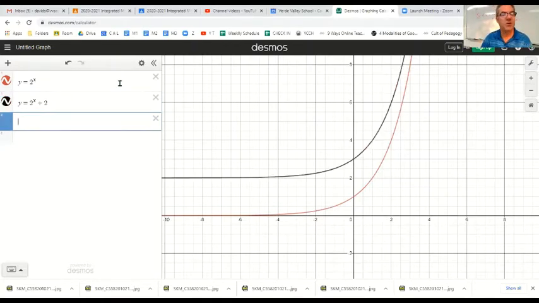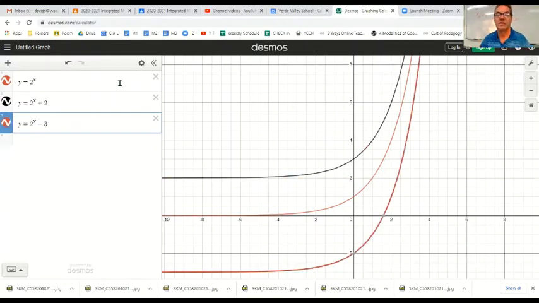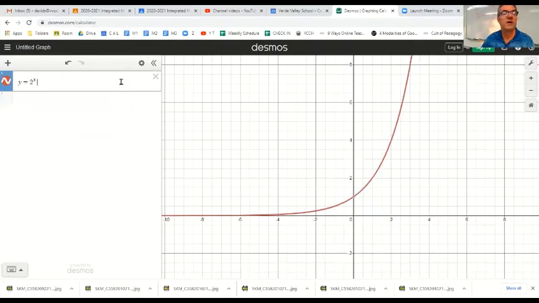Let's try another one. Let's try going down. y = 2^x - 3. And check it out. Now we shifted down 3. Same graph, same shape. Don't let the fact that they're getting closer together confuse you. These are the same graphs. All right. So let's take a look. I'm going to remove these last two, and we're going to do the other translation.